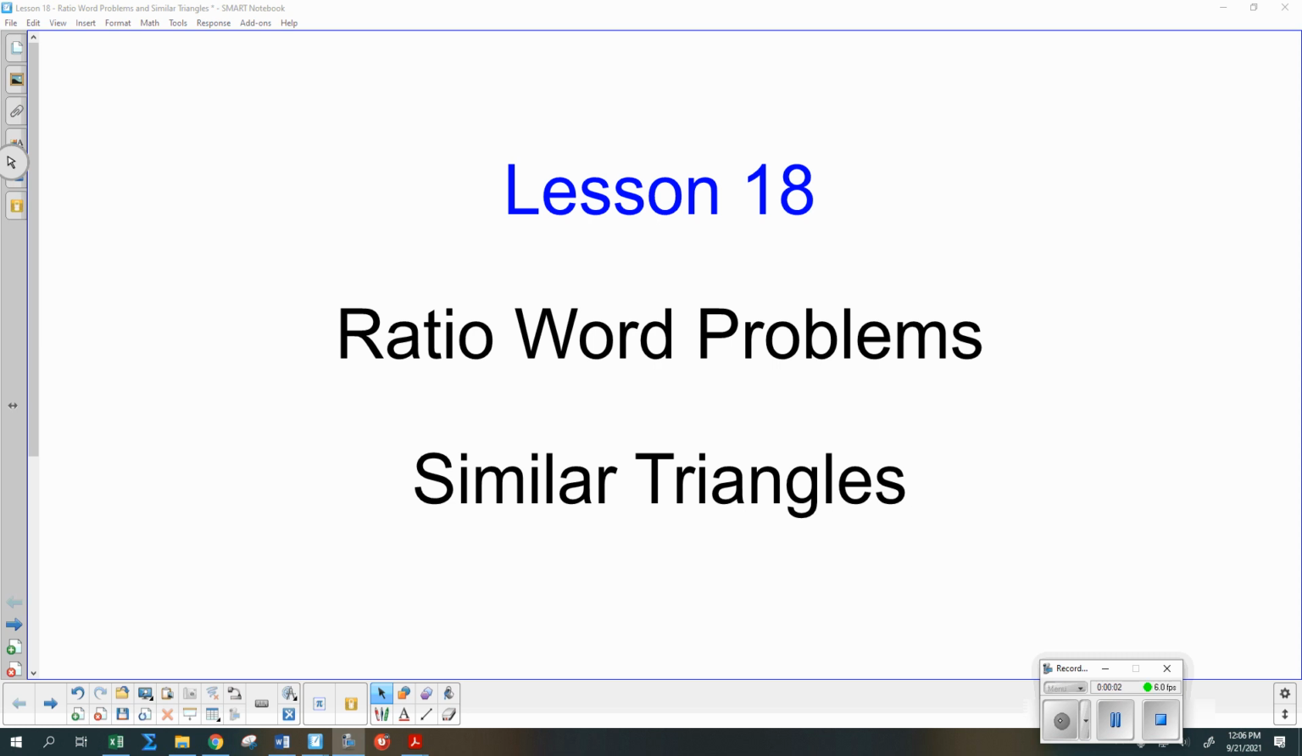In lesson 18, two topics that have nothing to do with each other. First one will be ratio word problems. We've done some with ratio boxes. These are some more, a little bit different twist on one kind of them. And then we'll talk about similar triangles. You will have some things to put into your formula list on the similar triangles, so have those papers ready to use, please.